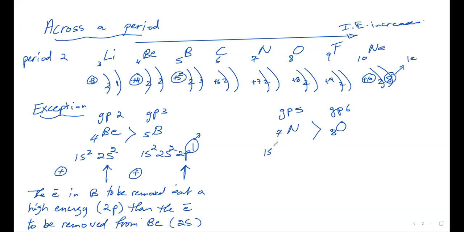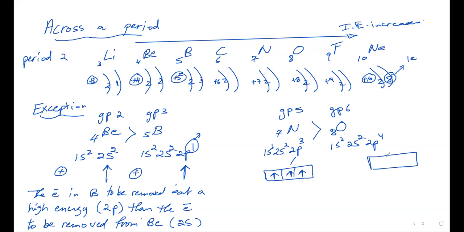In case of nitrogen, it is 1s2, 2s2, 2p3, but in case of oxygen, we have 1s2, 2s2, 2p4. So if we look at this last subshell, we will find that we have 3 electrons present in the p subshell. But in case of oxygen, we'll find that we have 4 electrons in the p subshell, and so there are 2 electrons filled in the same orbital of the p subshell.